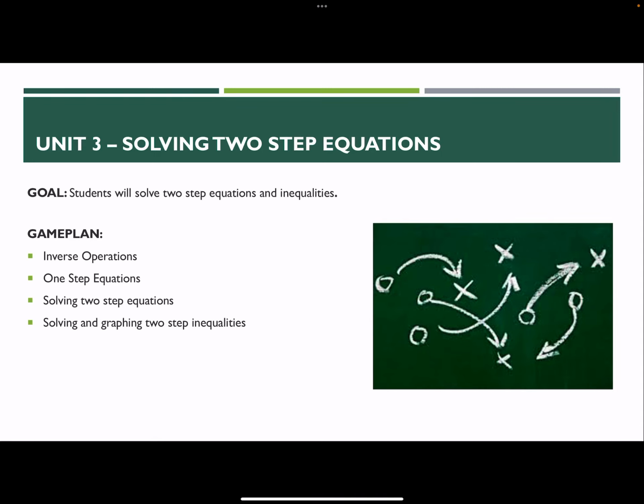Hello and welcome. We are going to work today on solving equations and inequalities. We're going to start with some one-step equations, and then ultimately our goal is going to be able to solve two-step equations and then to solve and graph two-step inequalities.